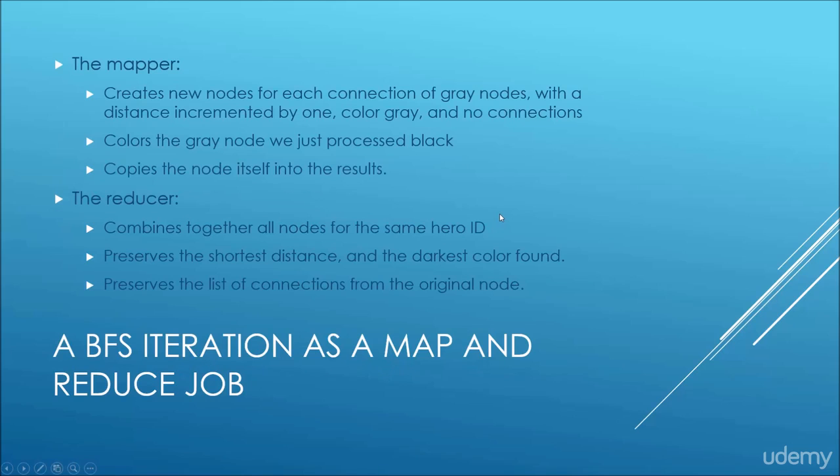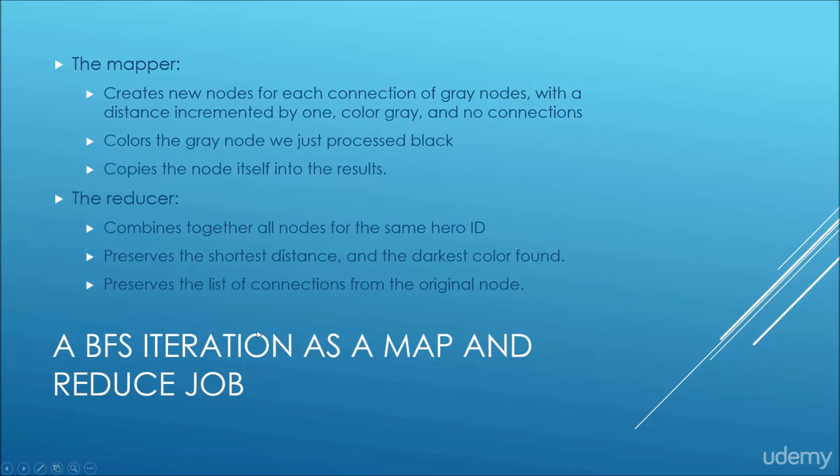Now to do that, we're basically going to create a map function that will go through looking for gray nodes. And if it is gray, it's going to create new nodes that have a distance incremented by 1 and a color of gray. And these new nodes will have no connections. We'll combine them back together with their connection list in the reducer. And obviously this is going to be a flat map operation because we might be producing multiple nodes for each input node. We then color that node black, and we will copy the node itself into the results returned by the flat map operation so we don't lose it.